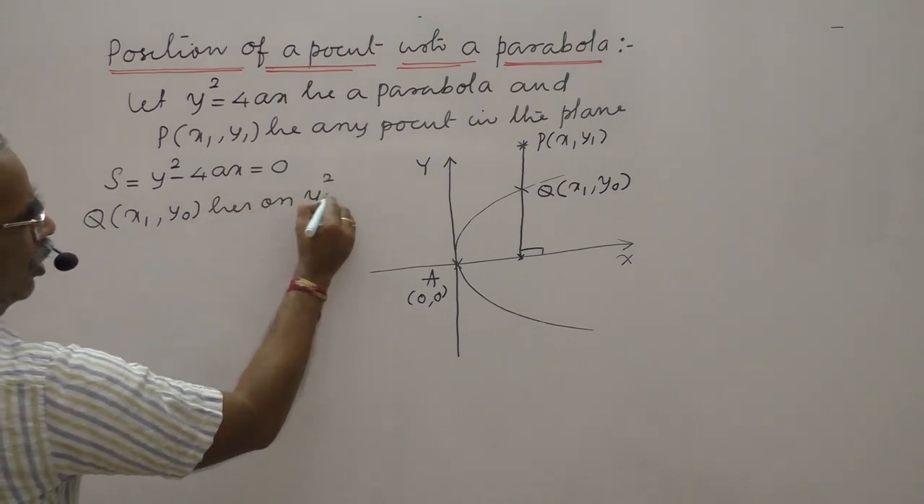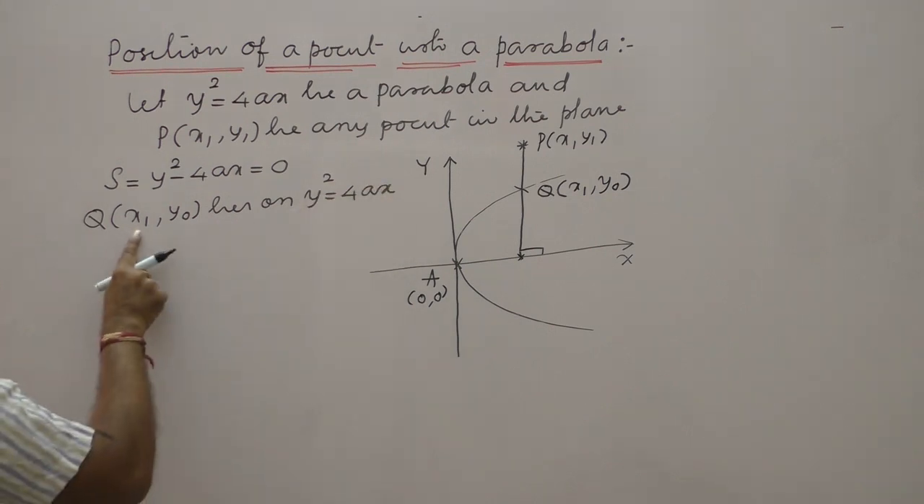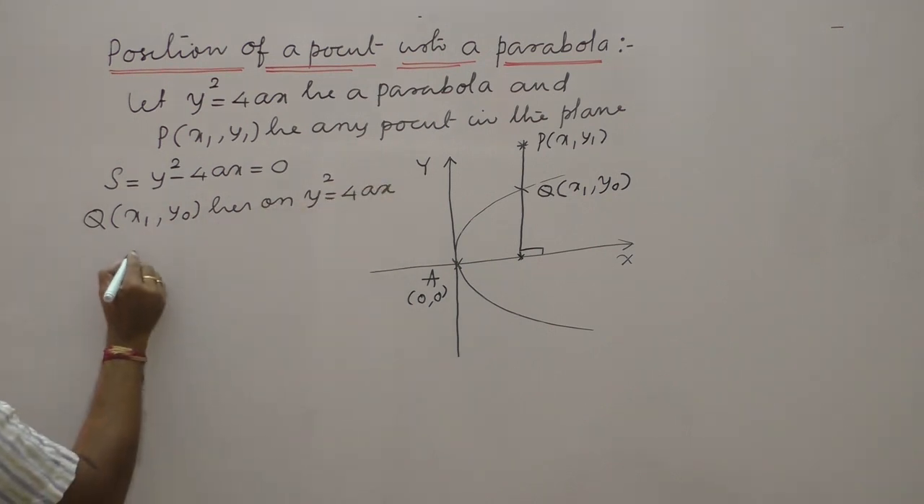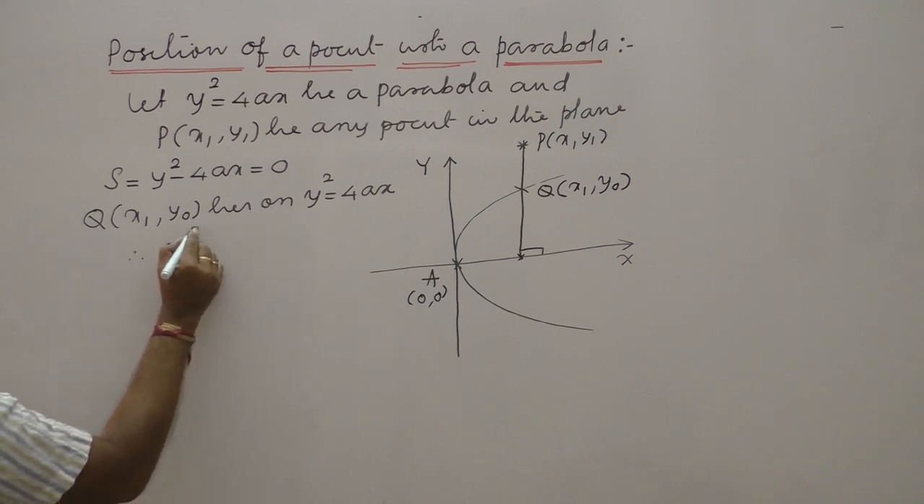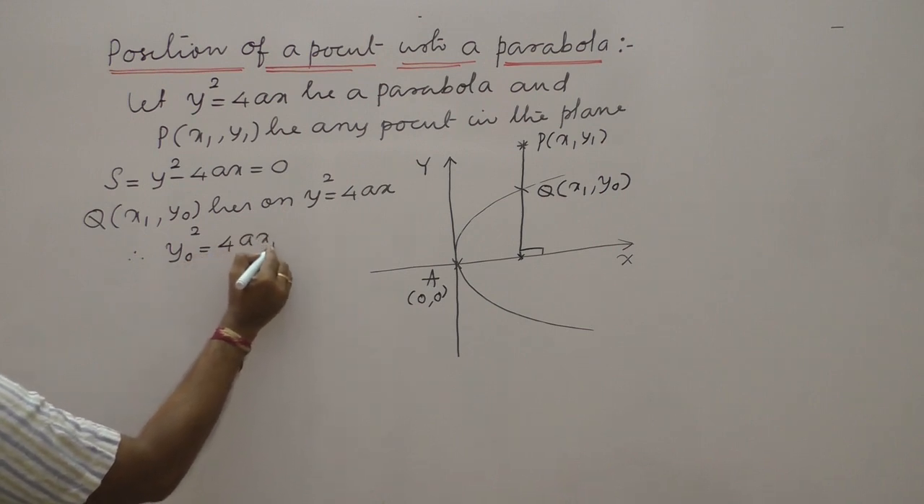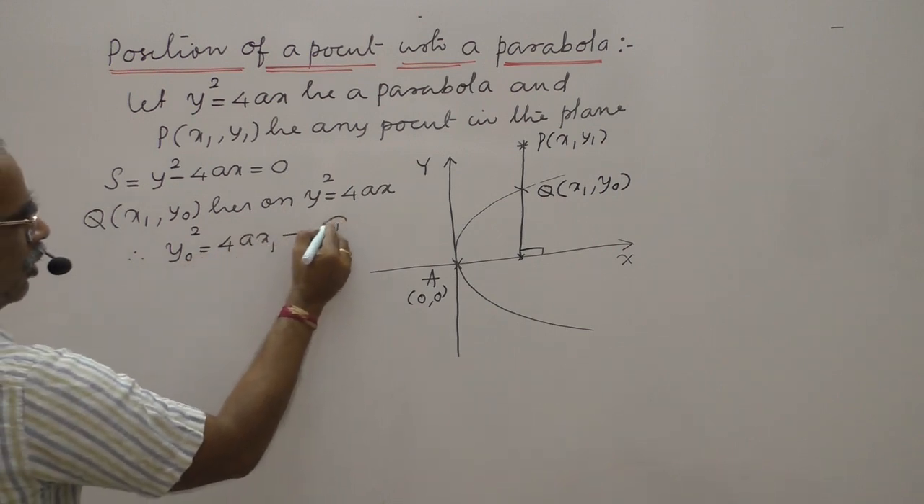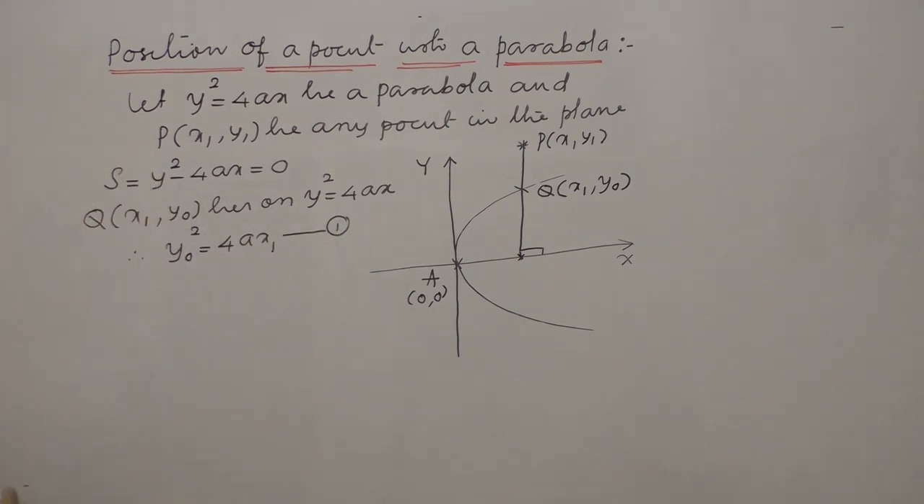Suppose the point lies on the parabola y² = 4ax. If a point lies on a curve, it has to satisfy the equation. Substituting, y₀² = 4ax₁. Say this is equation number 1. Now we will see the different cases.